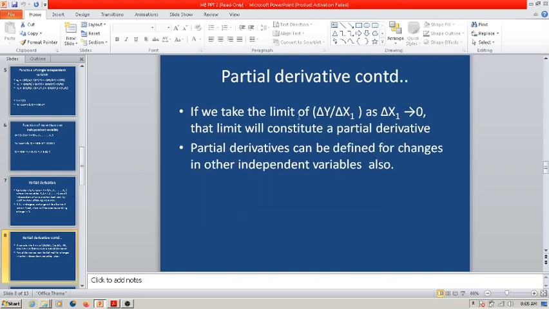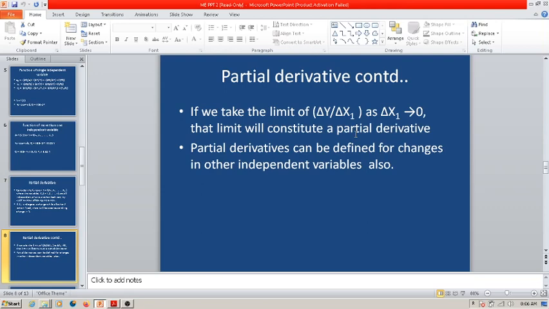And if we take the limit delta x1 tending to 0, that is, the change in the independent variable is infinitesimally small, or if it is so minute, then that limit will constitute the partial derivative. The proportionate change can be expressed as delta y by delta x1. Now, in order to express this in the partial derivative format, we are taking the limit delta x1 tends to 0. That is, the change in the independent variable is infinitesimally small. In that case, delta y by delta x1 can be expressed in the partial derivative format.